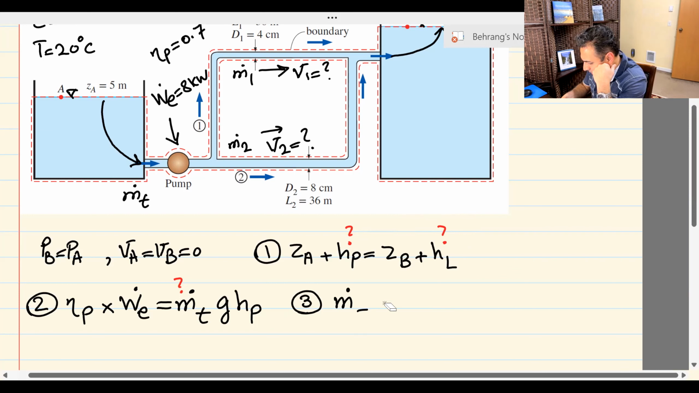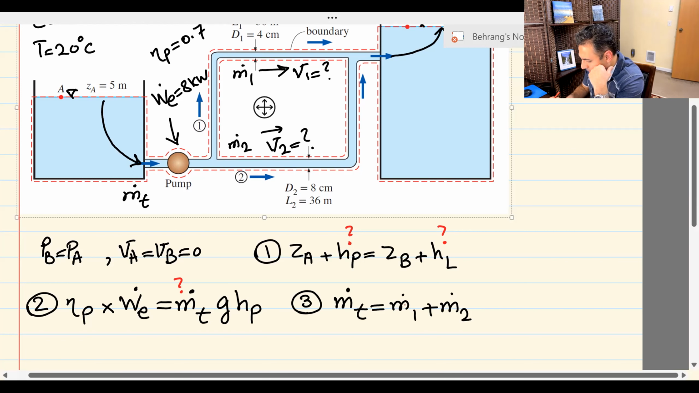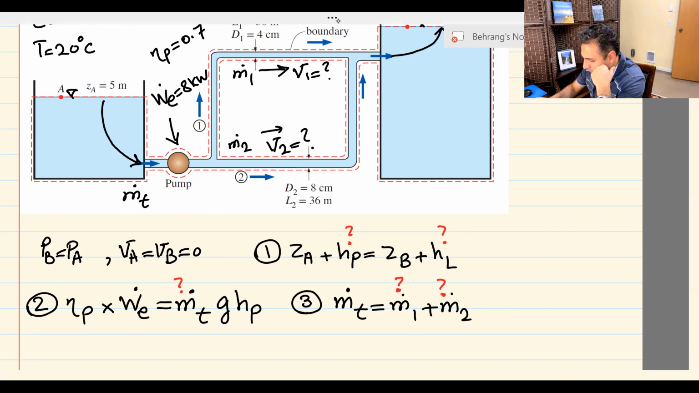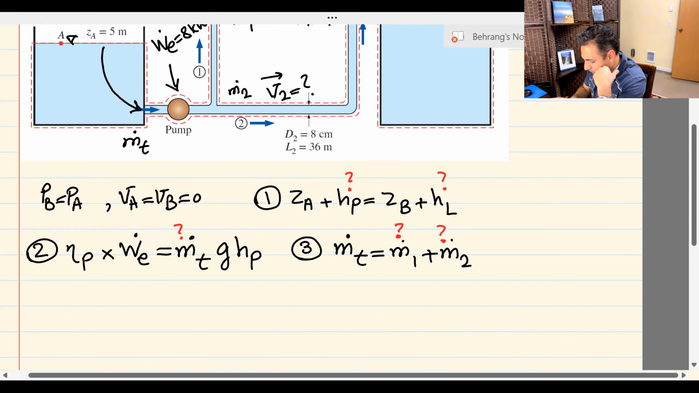M dot total would be basically the combination of M dot 1 plus M dot 2. Okay, this equation is not going to be that helpful because right now I added one more equation, but I added two more unknowns to the system of equations. So I need to define M dot 1 and M dot 2. Okay, let's see what equation I can use to find M dot 1 and M dot 2.